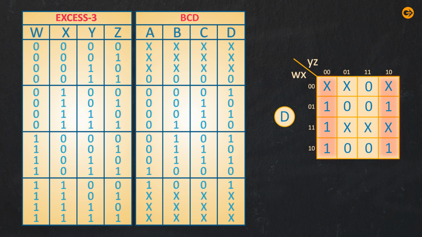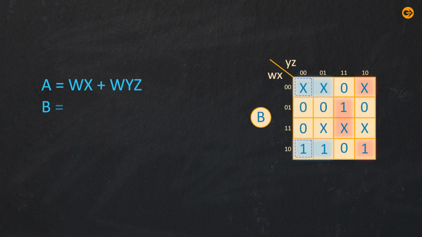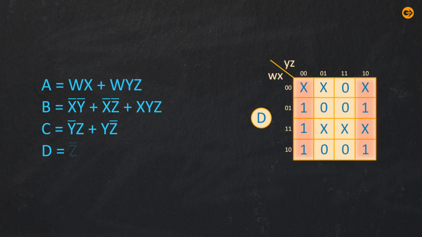Now, the corresponding Boolean logic is implemented from the K-map, where A is equal to WX plus WYZ. B is equal to X bar Y bar plus X bar Z bar plus XYZ. C is equal to Y bar Z plus YZ bar, and D is equal to Z bar.